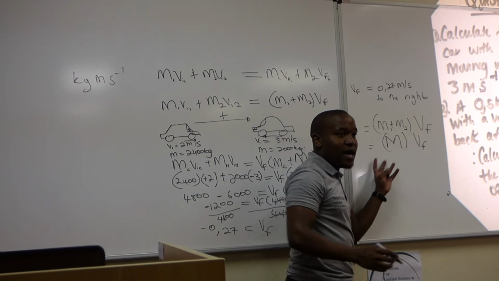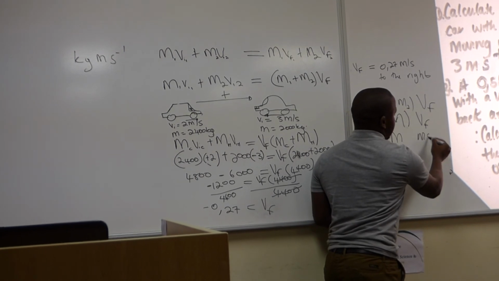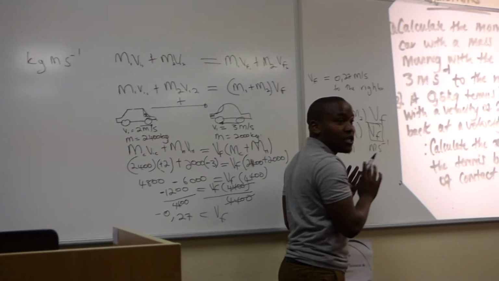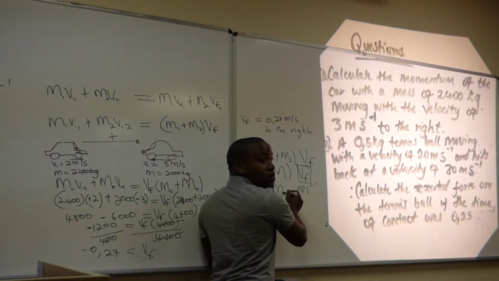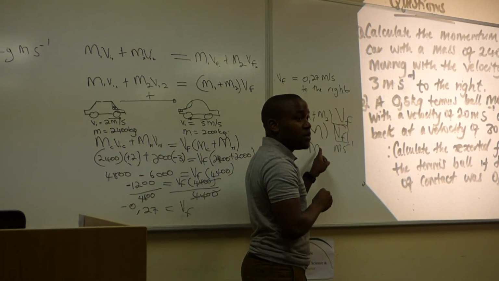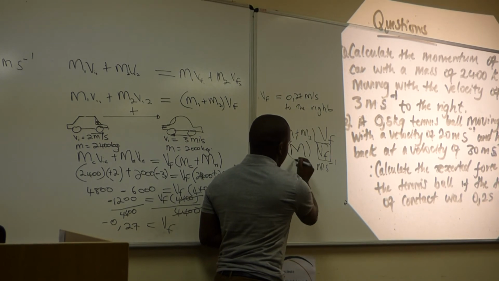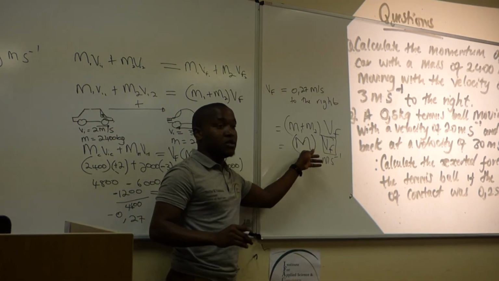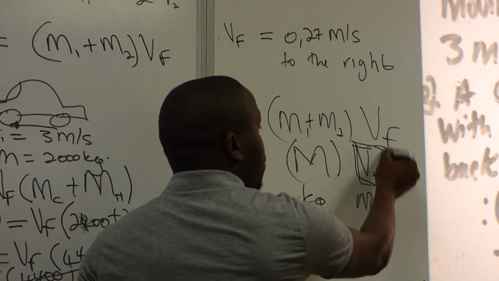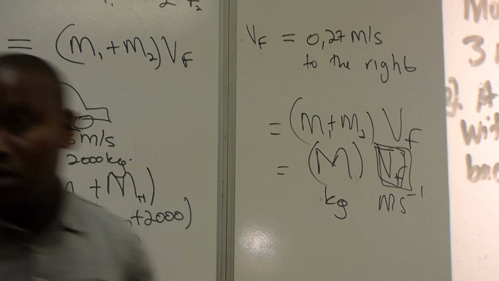The unit of measurement of VF is meters per second. In this case, we want VF. Let me correct my statement: the unit of measurement of mass is kg. So here you have kg, because it's mass. Now, because we are interested in just velocity, the unit of measurement of velocity is meters per second. Do you understand? Good. Any other questions?